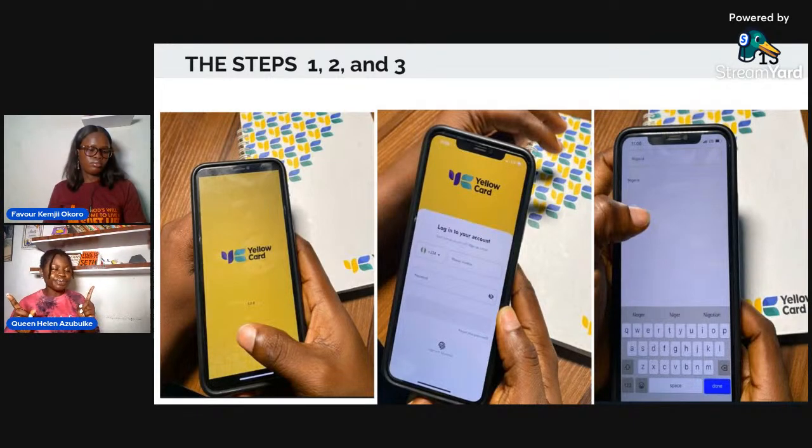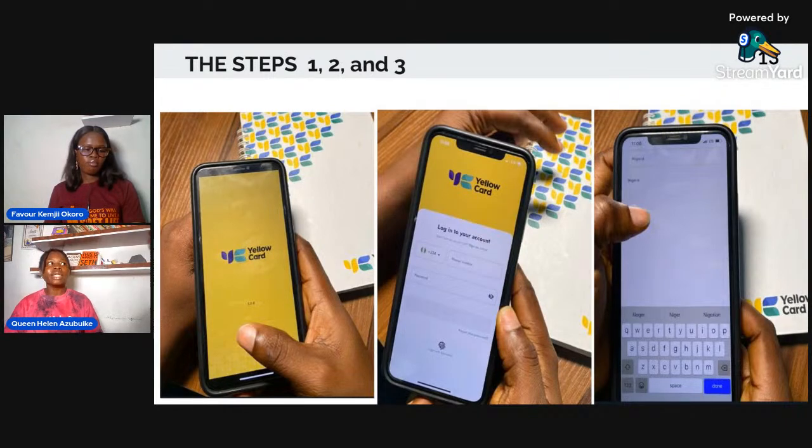But before you buy any cryptocurrency, you want to be sure that you know how the crypto markets work. This class was just to teach you how to convert naira to dollars to save. You can convert naira to dollars on the Yellow Card app and save it there.